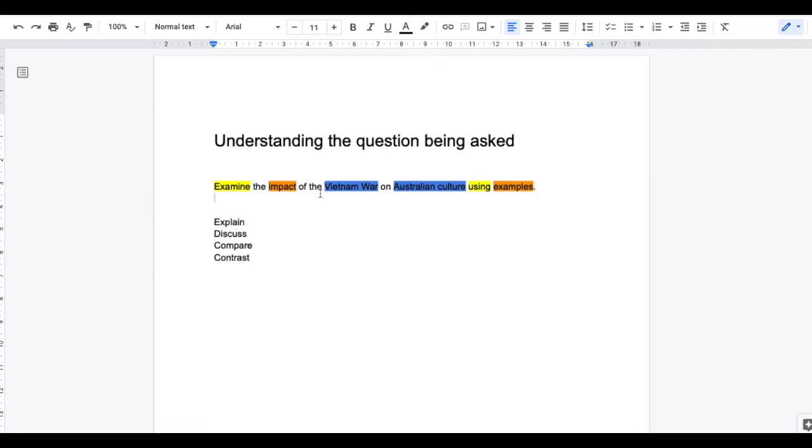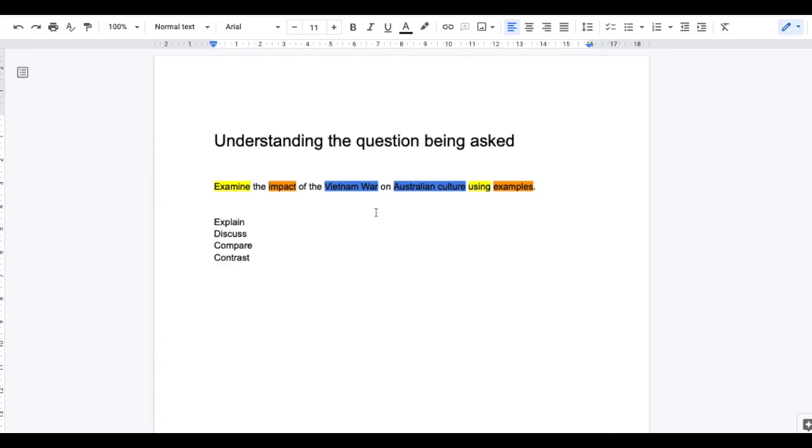So if we were comparing the impact of the Vietnam War and the Korean War on Australian culture, then we're looking for the similarities. What was the same between the Vietnam War and the Korean War on Australian culture? If we're contrasting, we're looking for the differences. What was different between the Vietnam War and the Korean War on Australian culture?